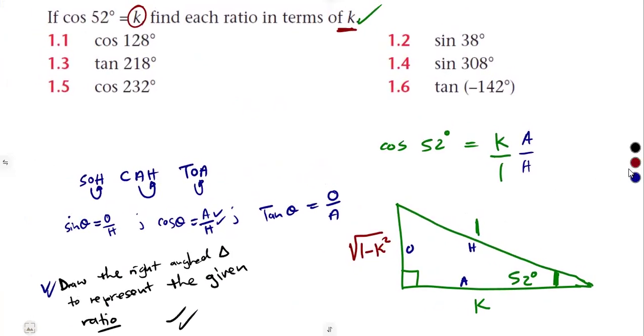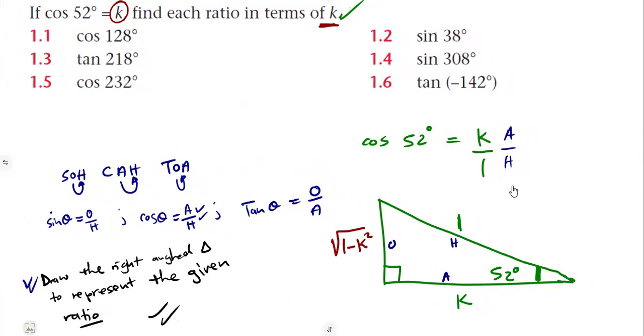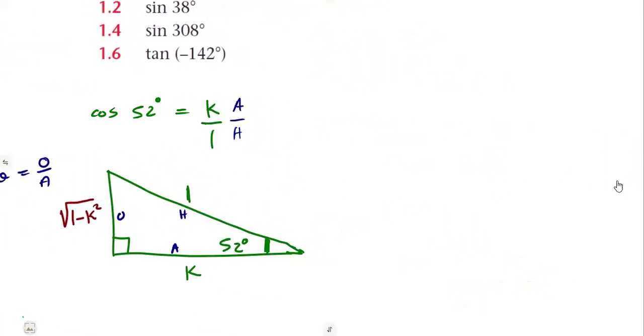So this is how you attempt. You find this cos 128 degrees, question 1.1. Cos 128. All right, so the cos of 128 degrees is equal to what?